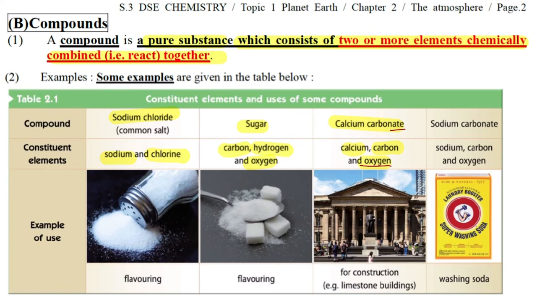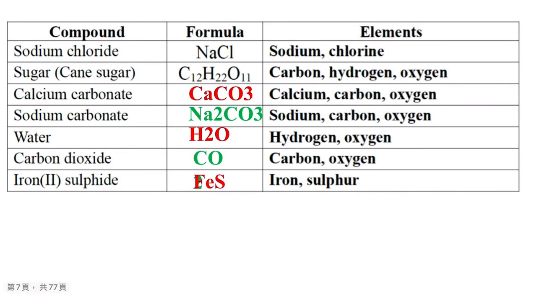These are the uses of the compounds. For example, sodium chloride is for flavoring, as salt, and sugar is also for flavoring. Calcium carbonate is for construction, and sodium carbonate is a washing soda. Here are some examples of the formulae. We learned the formulae of different compounds in chapter 7 and chapter 8. Here we also summarize what elements are inside these compounds.